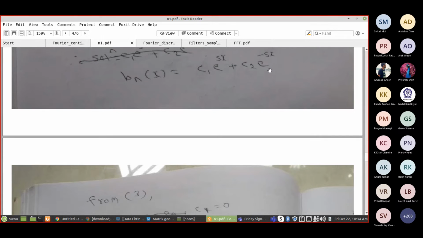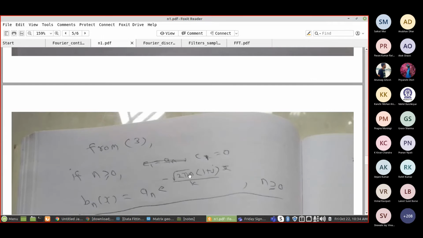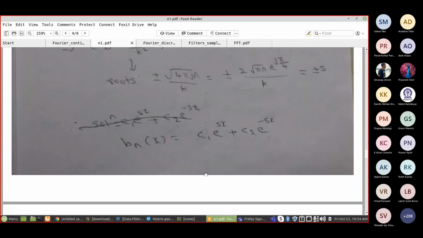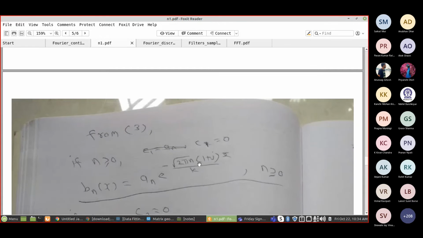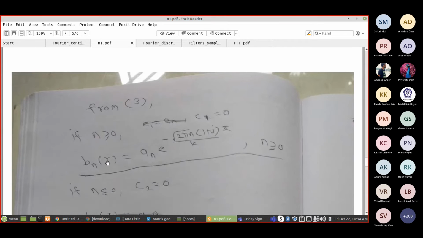Minus of s is square root of 2 pi n. This 1 plus j comes out of this term, and 2 over square root 2 will be square root of 2. So this is going to be the solution for n greater than or equal to 0.